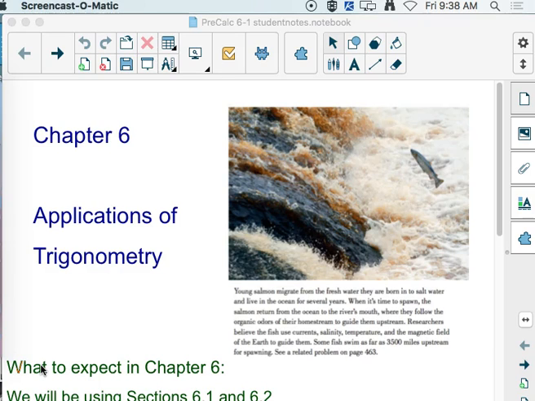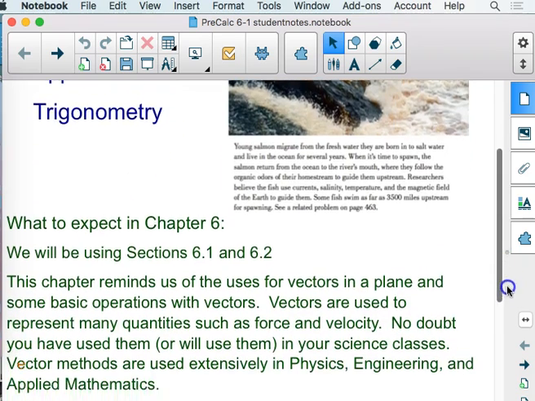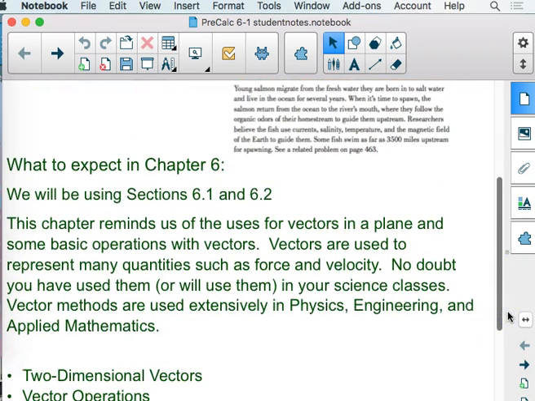I don't think that we get any of those spawning salmon things. We talk a little bit about it as far as currents of a river, but that'll be a little later. So what to expect? Just 6.1, half of 6.2, a little bit. This chapter reminds us of the uses for vectors in a plane and some basic operations with vectors. Vectors are used to represent many quantities such as force and velocity. No doubt you've used them or will use them in your science classes in the future. Vector methods are used extensively in physics, engineering, and applied mathematics.